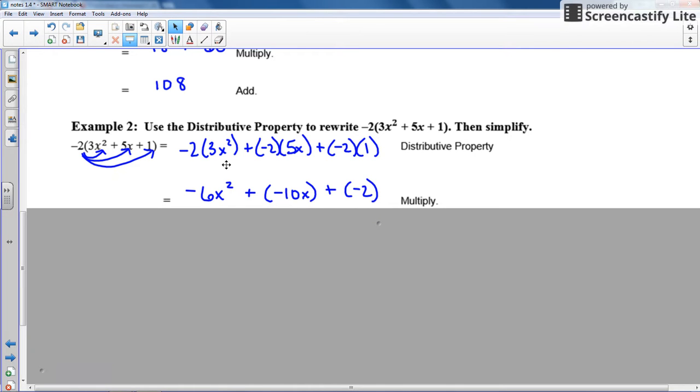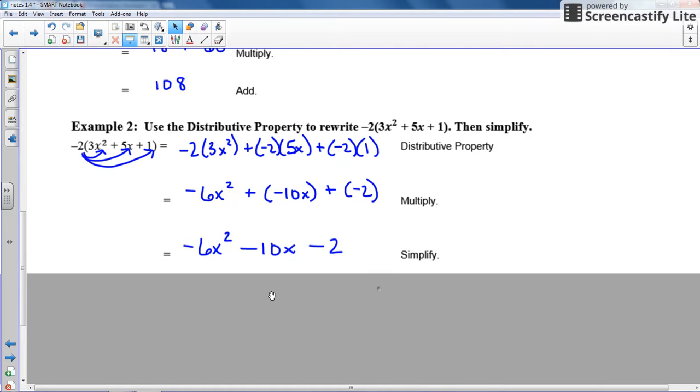And then I'm going to multiply that. So -2 times 3x squared gives us -6x squared. -2 times 5x is -10x. -2 times 1 is -2. And then I can simplify it farther because I don't need these parentheses in here. So if I'm adding a negative, that's the same as subtraction. So this is the same thing.